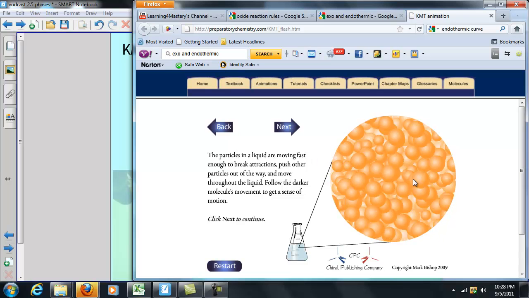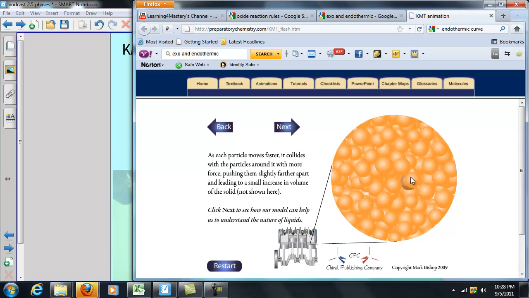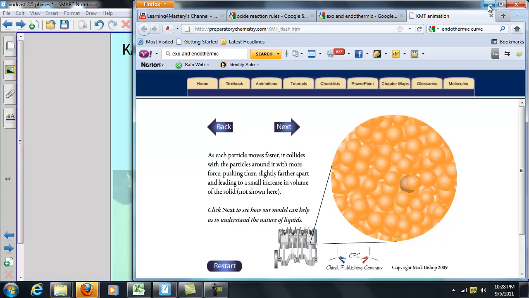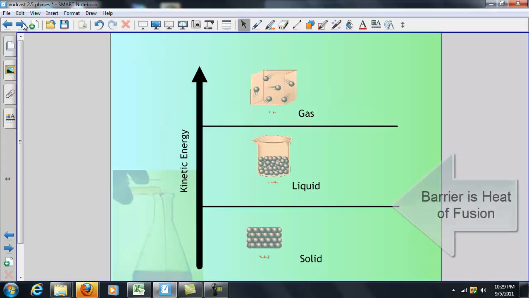Okay, liquid phase where they're flowing around each other, and then solid phase where even if it's a hot solid and they're moving around, they're still locked into position. They're basically vibrating in one place. Okay, so hopefully that gives you a little bit of an idea of what's going on at the molecular level. And remember, that's what kinetic molecular theory is all about, is what's going on at the molecular level for these things. Okay, so a couple of diagrams I want to show you before we end the vodcast.